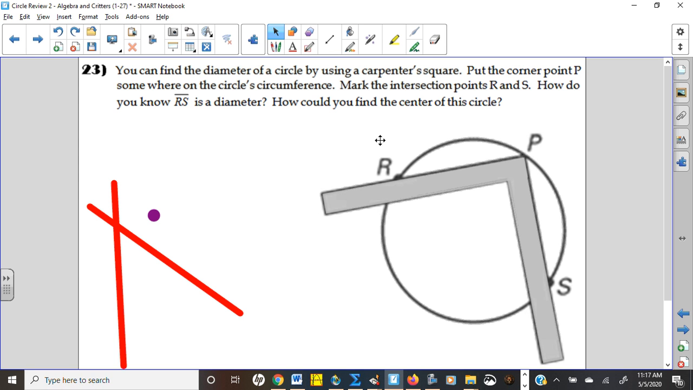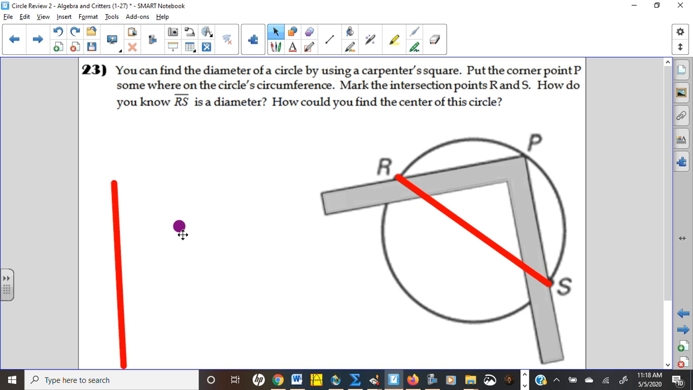Number 23. Here's the deal. We have theorem 10.9 that tells us that for a right triangle inscribed in a circle, its hypotenuse must be a diameter, and that's because that right angle, that's an inscribed angle, is going to create a 90-degree arc, right, or a 180-degree arc. 90 times 2 is 180. Well, 180 is a semicircle, and so when I have this right triangle, I get the diameter as the hypotenuse. That's what the Carpenter square gives me.